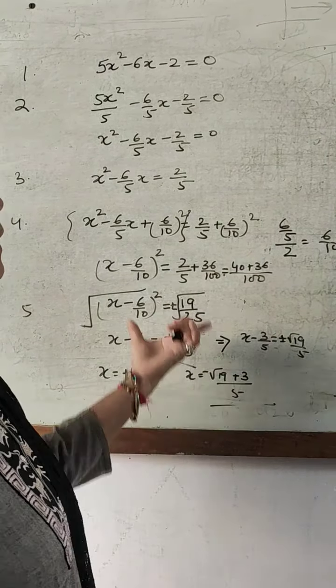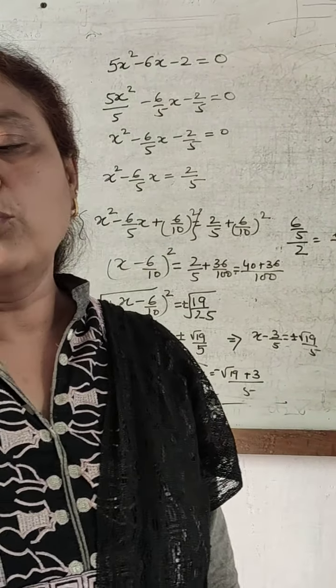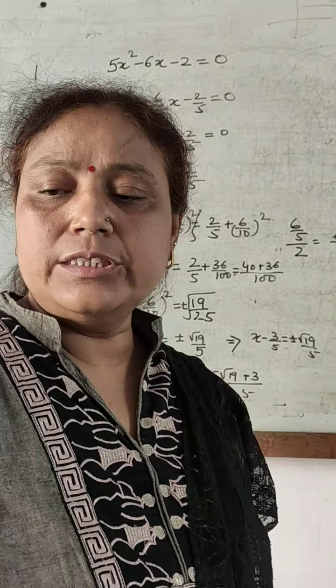So I hope that the completing the square method is clear, children. So you have to finish till question 1 of exercise 4.3 in your FAIR notebook.